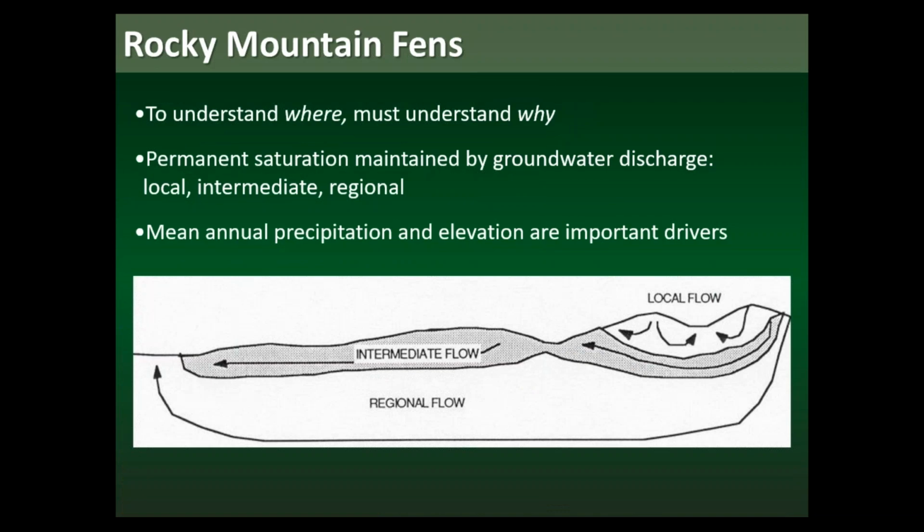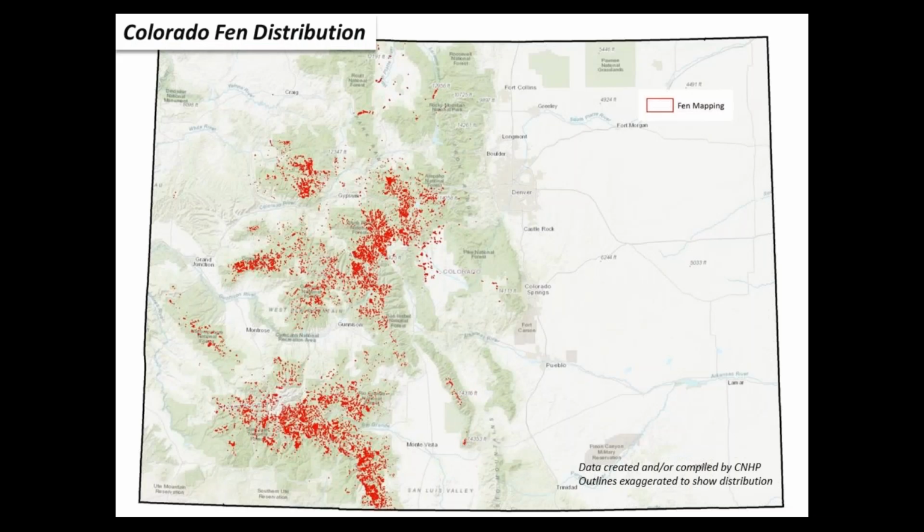So where do they occur in Colorado? In order to understand where, we must understand why. The permanent saturation of fens is maintained by groundwater discharge, either local, intermediate, or regional flow paths. There must be a substantial source of continuous groundwater discharge to maintain saturation in the peat body. The most reliable and abundant source of groundwater discharge is snowmelt that has infiltrated into shallow subsurface layers and is expressed at the base of slopes, as illustrated by the local and intermediate flow lines. However, there are places in Colorado where groundwater discharge occurs far from the source of infiltration. Mean annual precipitation and elevation are also important drivers.